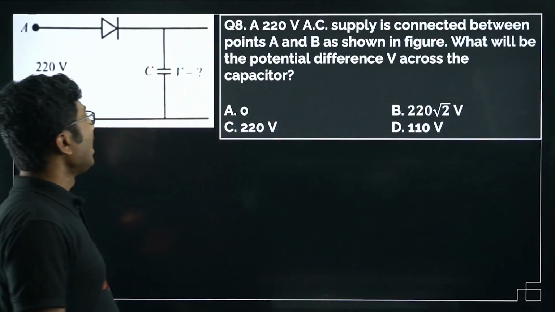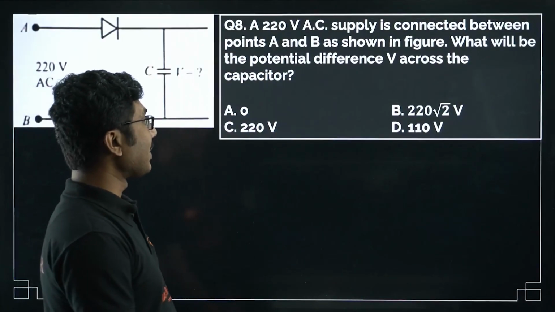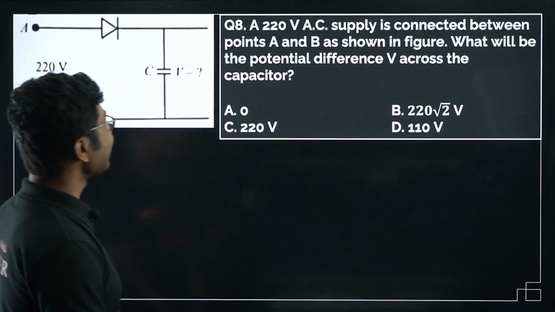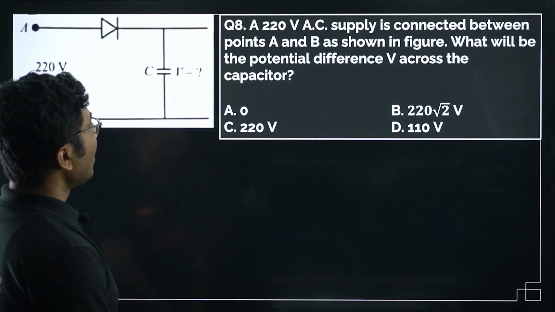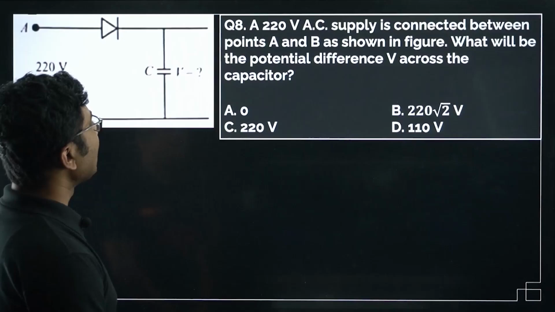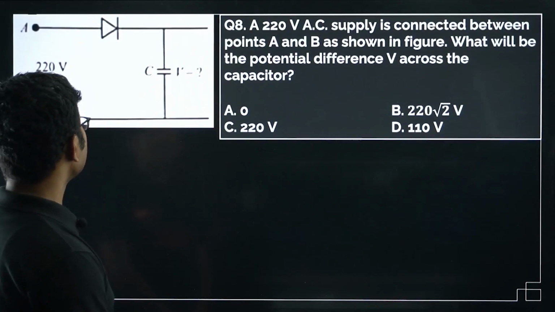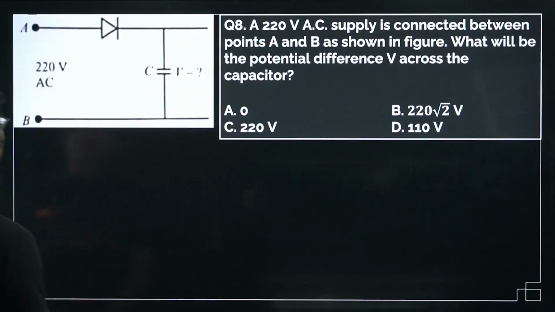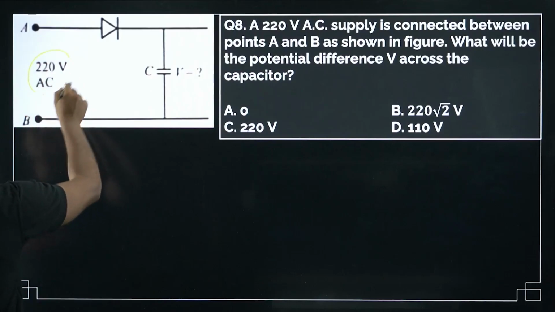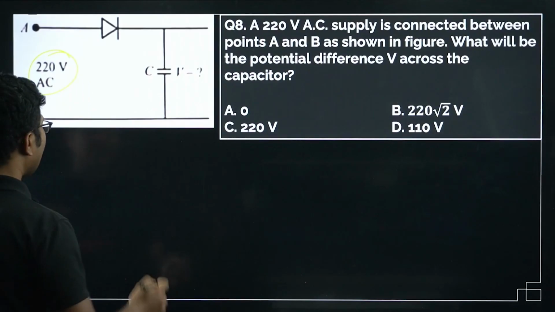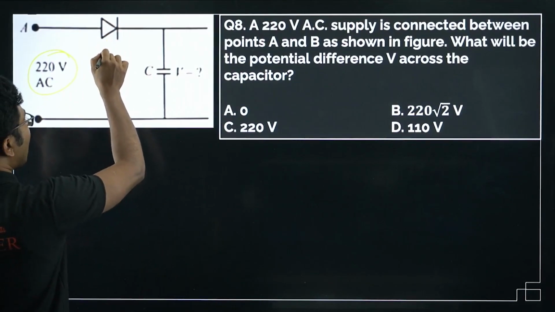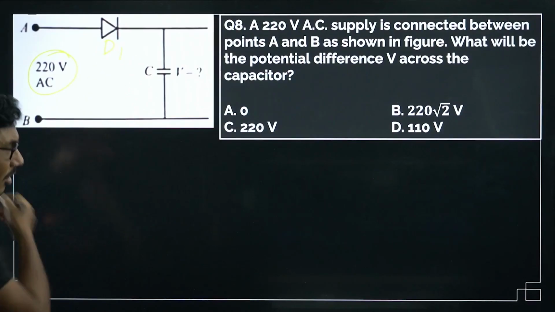Next question. A 220 volt AC supply is connected between points A and B as shown in the figure. What will be the potential difference V across the capacitor? So let's see. Here we have a 220 volt AC, right? Now there is only one diode here.